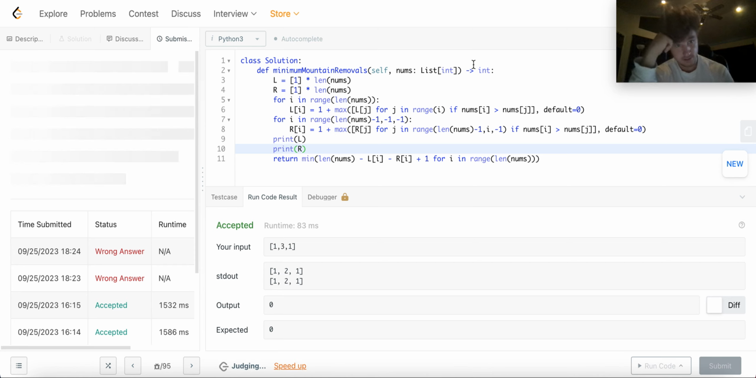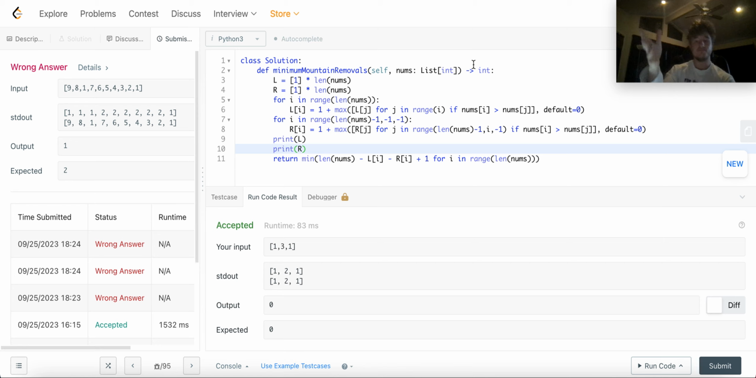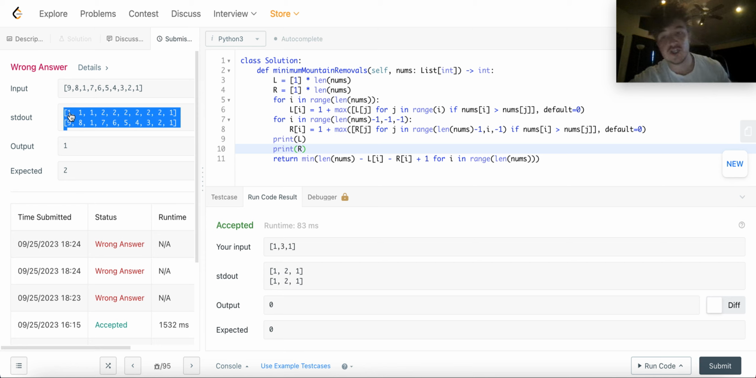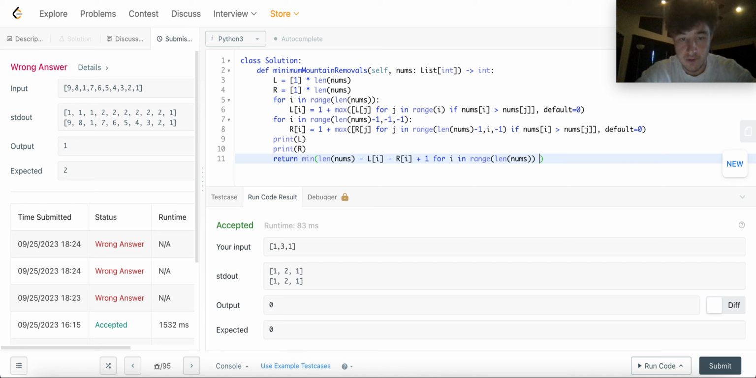And why is that? If I can delete more than what it's saying, then I'd have a better solution, right? But it's saying I actually have to delete 2. Well, the problem is it's choosing this answer here, and you can't choose anything where the longest increasing subsequence is just 1. All right, so we're going to say if L of I is greater than 1 and R of I is greater than 1. Now this is going to work.